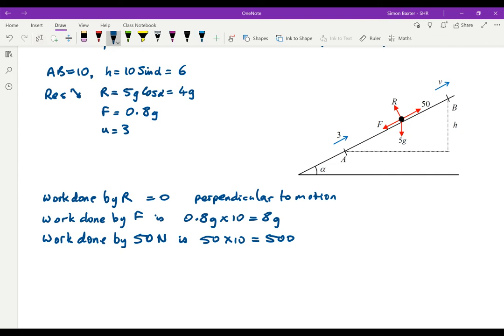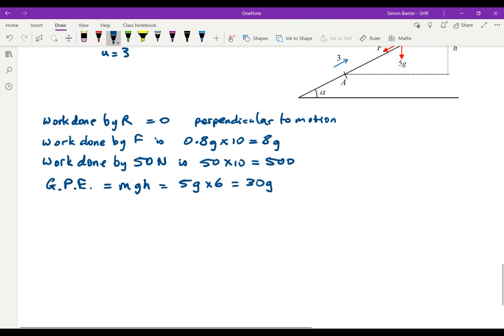Work done by gravity is GPE, gravitational potential energy. That is always mgh, which is why we worked out h at the top. The mass is 5 times g times h is 6, that is 30g. And again, I'm not worried at this moment whether I write it as plus or minus.